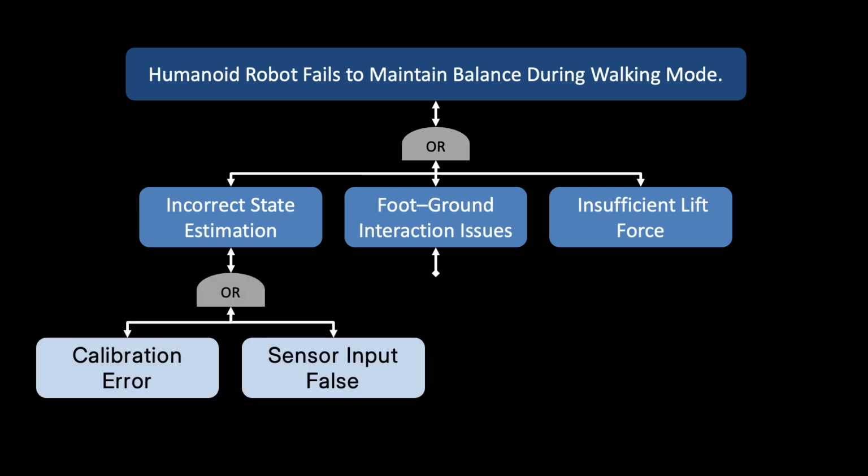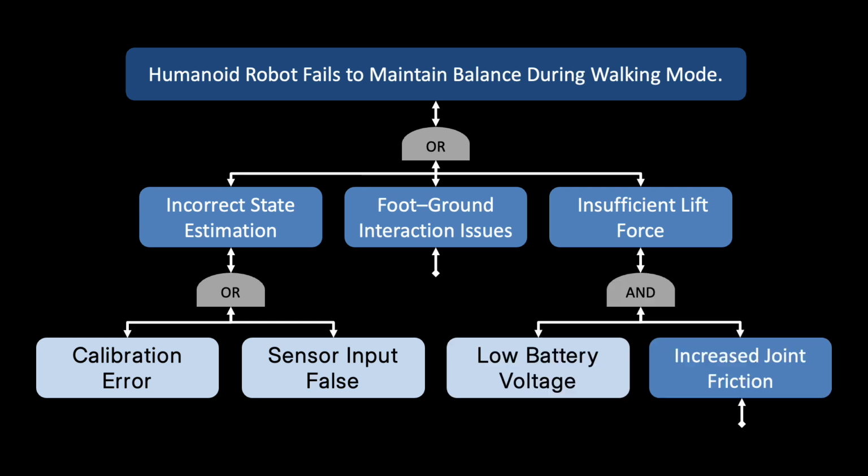Let's look at the left side. Here there are two different root causes for the incorrect state estimation. It can be due to a calibration error or a sensor input issue. Again, both of those root causes individually lead to the intermediate cause of an incorrect state estimation, which then leads to a failure in maintaining balance.